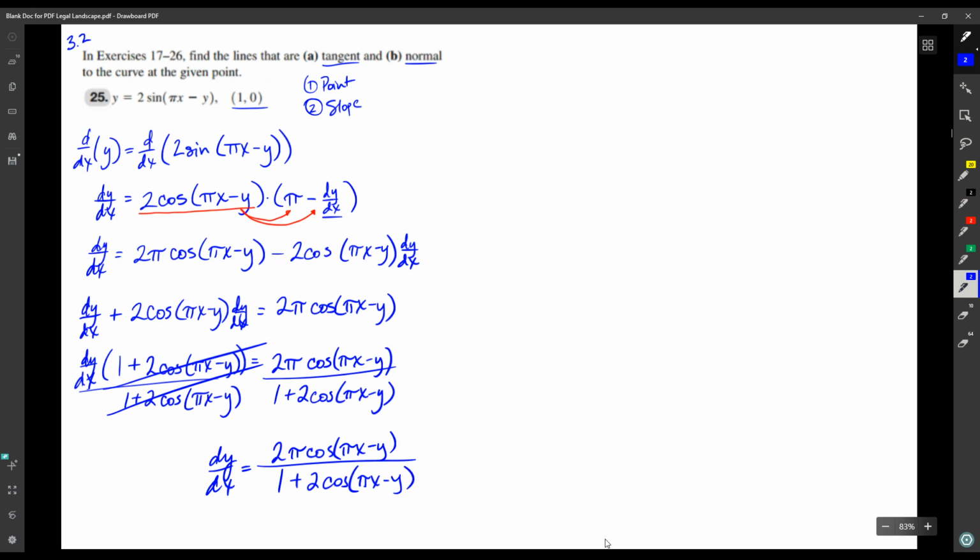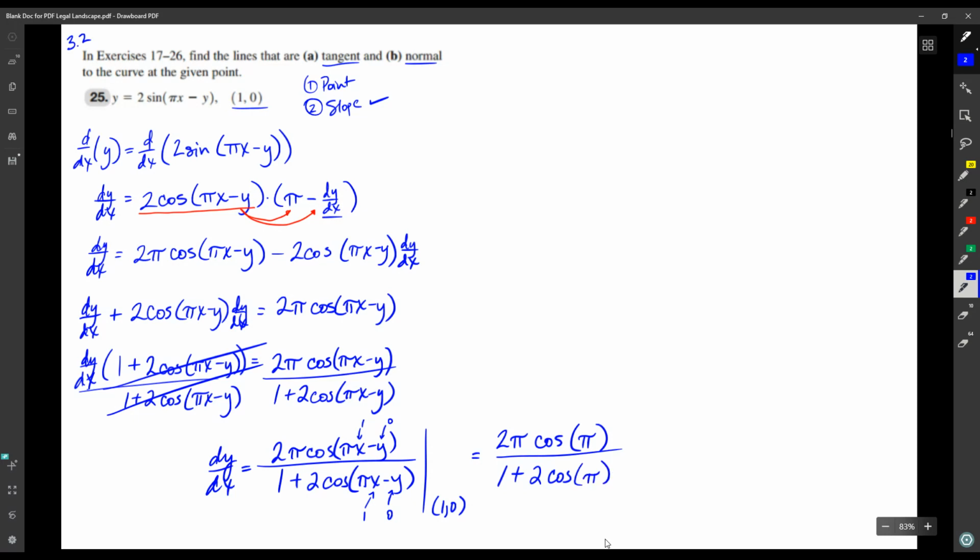All right, next up, we want to use this derivative to find the slope of the tangent line. So we're going to plug in the point 1, 0. So here's what that looks like. 2 times pi times the cosine of. In place of x goes a 1. In place of y goes a 0. So this just turns out to be 2 pi cosine of pi. In the denominator, that's 1 plus 2 cosine of. Again, replace the x with 1 and the y with 0. So that leaves us with cosine of pi once more.